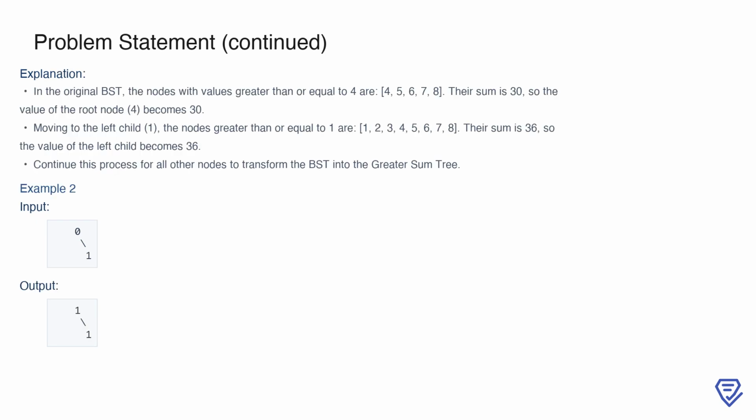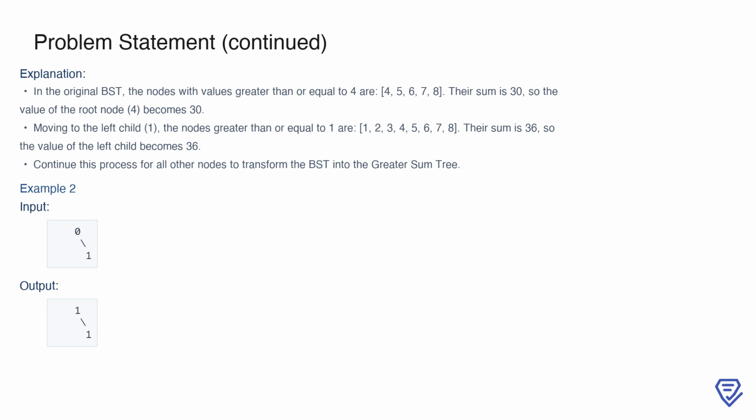Here's how the transformation works step by step. For the root node, which is 4, we consider all nodes in the original BST with values greater than or equal to 4. These nodes are 4, 5, 6, 7, and 8, and their sum is 30. So, the value of the root becomes 30. Next, for the left child, which is 1, we look at all nodes with values greater than or equal to 1. These nodes are 1, 2, 3, 4, 5, 6, 7, and 8, and their sum is 36. So, the value of the left child is updated to 36.